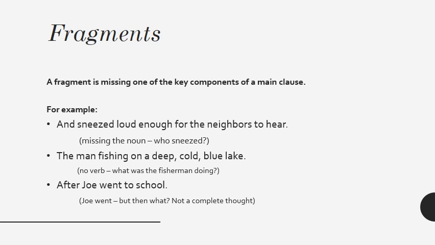So, now can you guess the difference between the complete sentence and the fragment? Again, repeat, the complete sentence is a group of words that has all the main components found in it: noun, verb, and complete thought. Okay? But the fragment is a group of words that is missing one of the key components. Okay? Now we can move to the next slide.